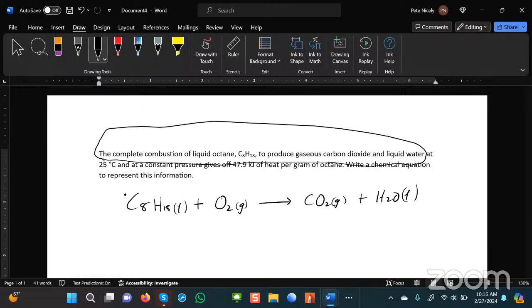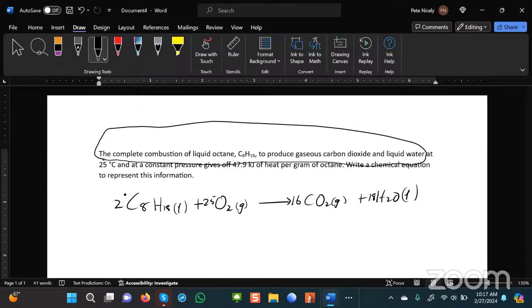Well, that sounds about right. Let me see here. So you have 16 carbons on both sides. You have 36 hydrogens on both sides, and you have 50 oxygens. So that's 32 plus 18, 50. Yep. So that's it, right? So you have to do that before you could do anything else, all right?